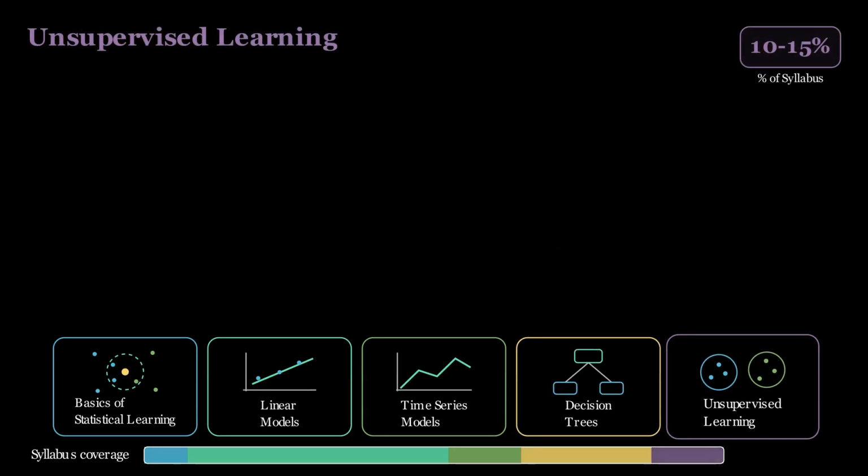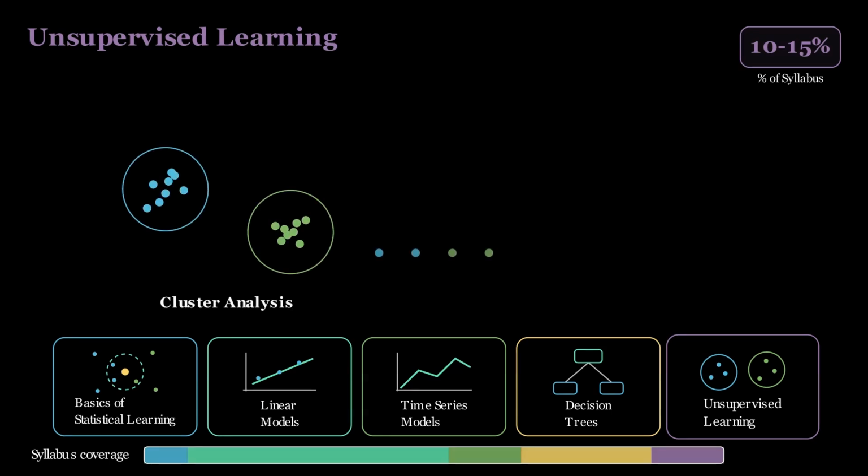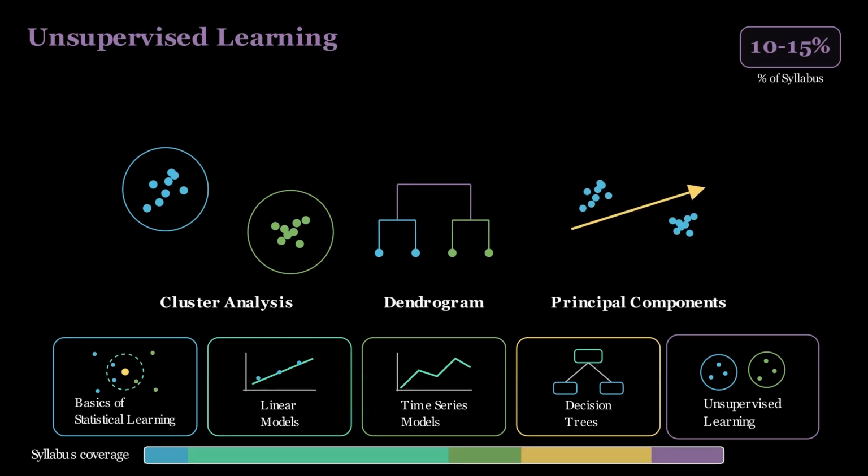Finally, the last section covers unsupervised learning techniques, which includes k-means clustering, hierarchical clustering, where relationships between clusters can be visualized as a dendrogram, and principal components analysis.